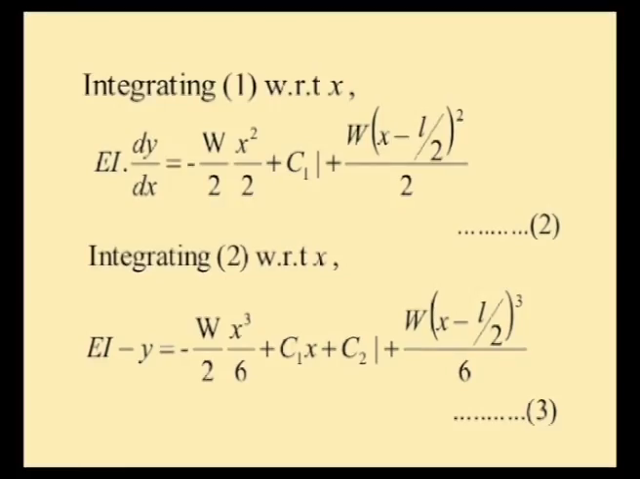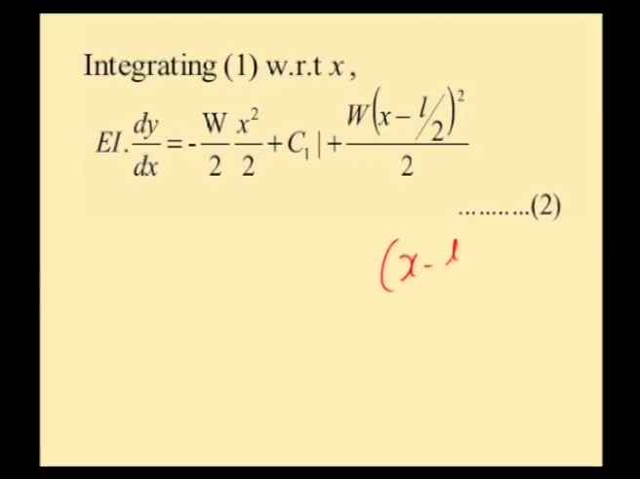Now, integrating equation 1, we get E I dy by dx equal to minus w by 2 x squared by 2 plus C 1, the constant of integration, with the dotted line, plus w into, here we need to remember that we have the term x minus L by 2 after the dotted line. That should be treated as a single term. So, we should not separate x and minus L by 2 and then integrate.